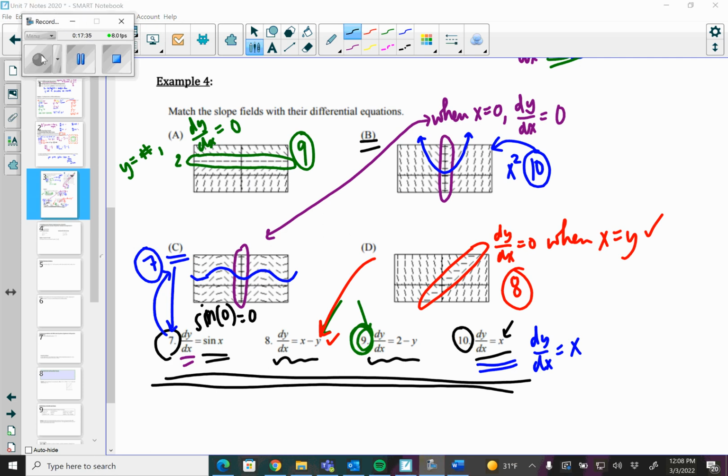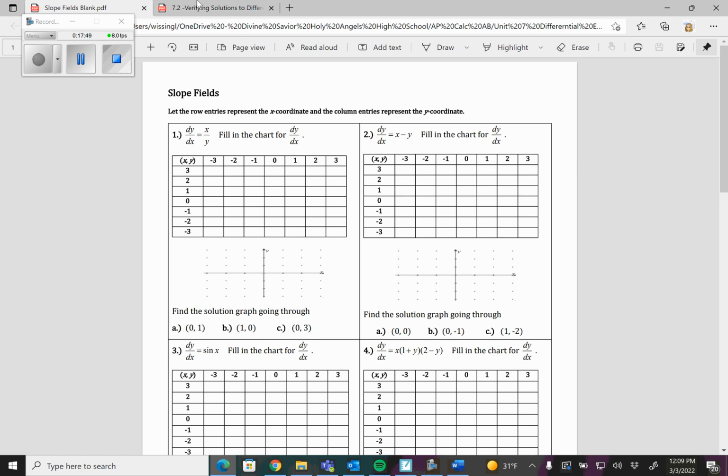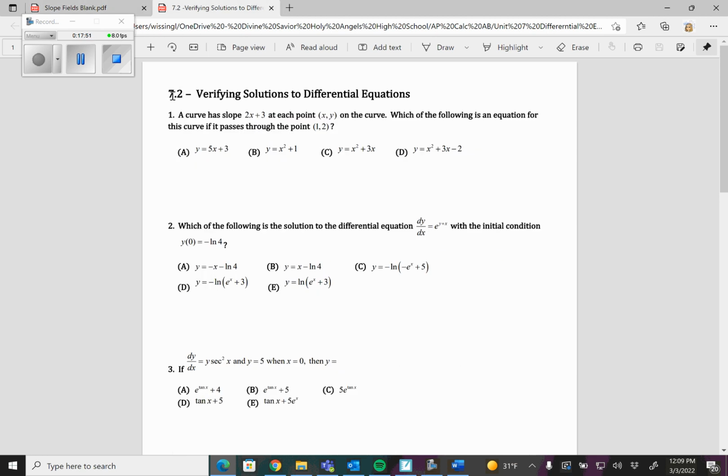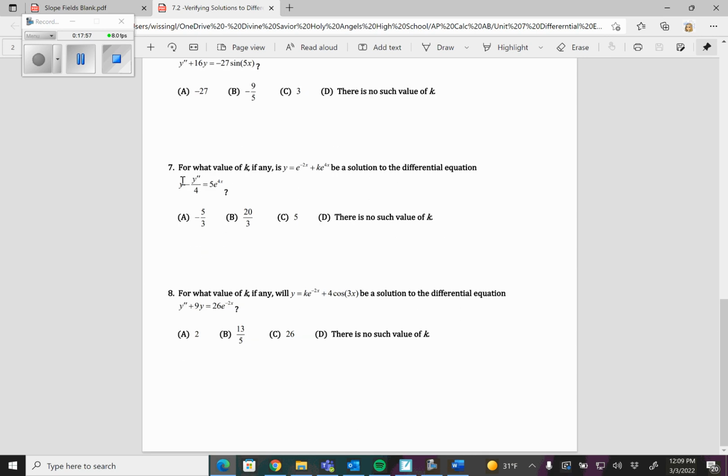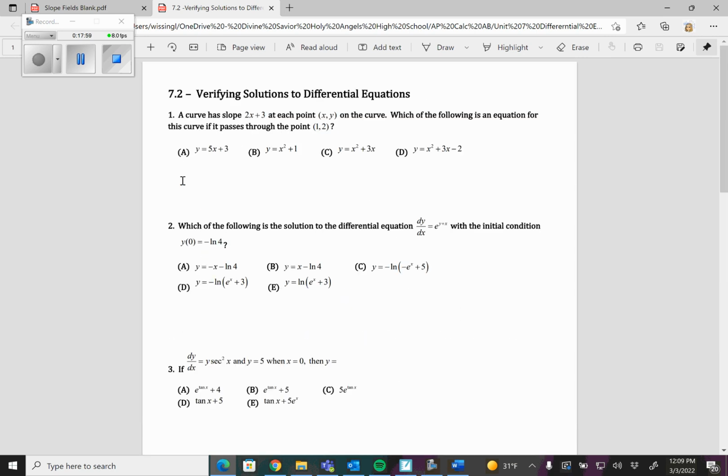All right. The last thing I want to note, I'm a little bit worried about the audio right now, but hopefully you can hear me, is the homework. So you are given 2 documents, one about slope fields and one about verifying solutions. 7.2 verifying solutions, you can do all of these problems. Some are a little bit different than the ones we took in the notes, but I believe in you and you can do them.